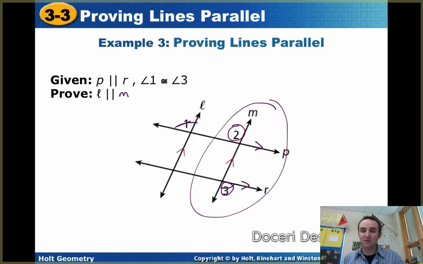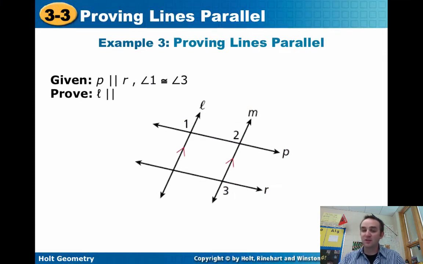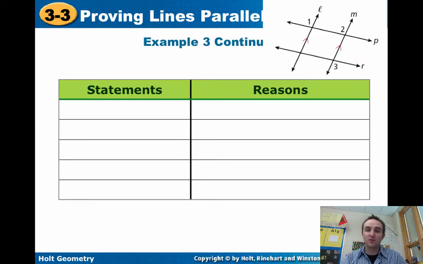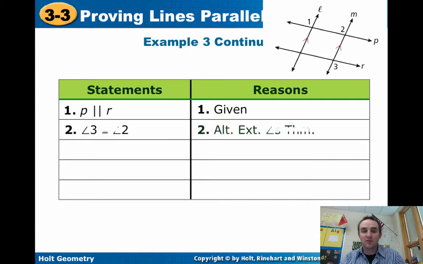That's alternate exterior. That's from 3-2. So we're going to use that alternate exterior to say that those are congruent, and then we can go from there. So let's take a look at what they do. You'll see our picture in the corner there. Step 1 is always our given. Step 2, like I said, alternate exterior angles theorem. They're saying that 2 is congruent to 3. 1 is congruent to 3, that was given.